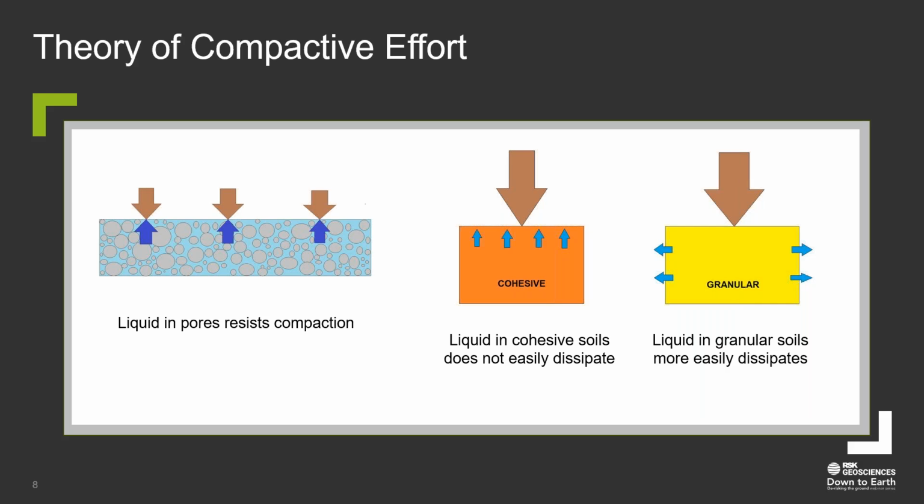Cohesive soils then can take a long time to drain, in some cases months to drain. So too much water can be a problem. And controlling the moisture content is one of the most critical elements of compaction.